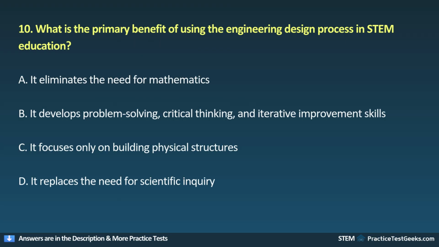10. What is the primary benefit of using the engineering design process in STEM education? A. It eliminates the need for mathematics. B. It develops problem-solving, critical thinking, and iterative improvement skills. C. It focuses only on building physical structures. D. It replaces the need for scientific inquiry.